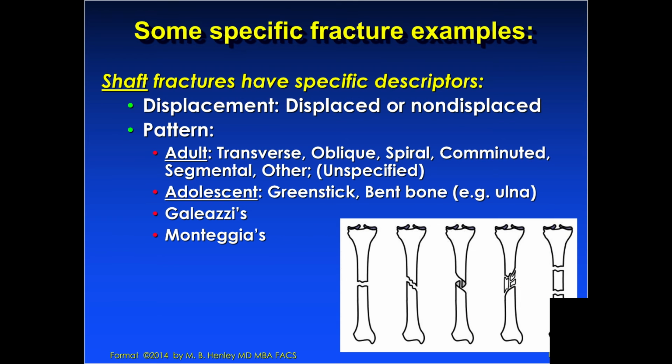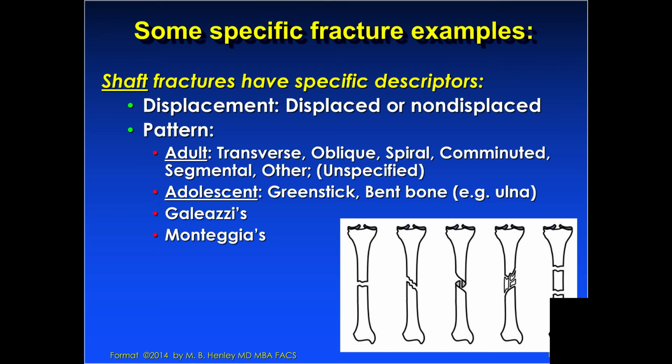Shaft fractures of the long bones, the fracture pattern has to be specified. So this is humerus, radius, ulna, femur, tibia, and fibula. And you have to specify for shaft fractures whether the pattern is transverse, oblique, spiral, comminuted, segmental, or other, meaning unspecified. In adolescents, you have to specify greenstick or bent bones, such as in an ulna. Galeazzi's are there in Monteggia's.